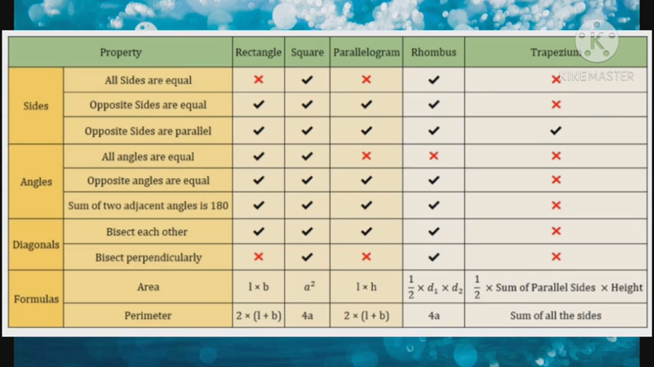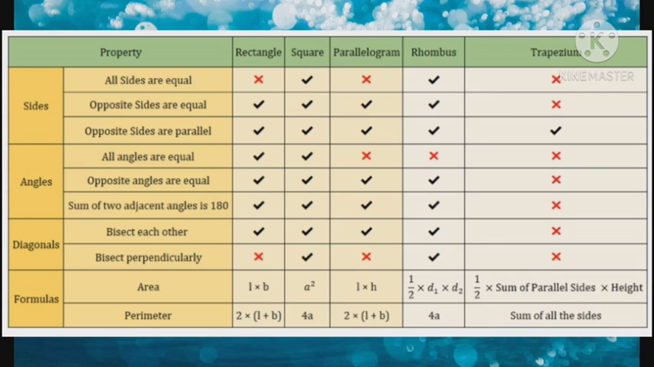Next property is opposite sides are parallel. Opposite sides are parallel in all types of quadrilateral. Next is all angles are equal. All four angles are equal in rectangle, that is 90 degrees. All four angles are equal in square, that is 90 degrees.